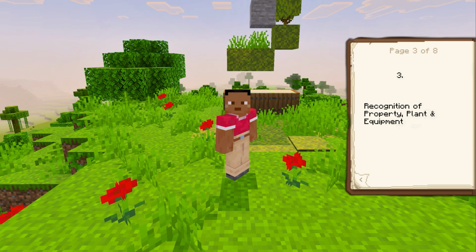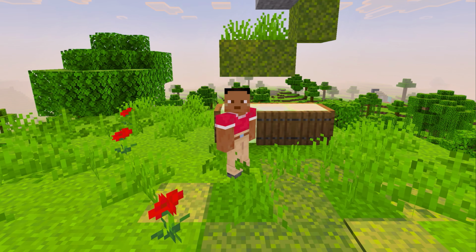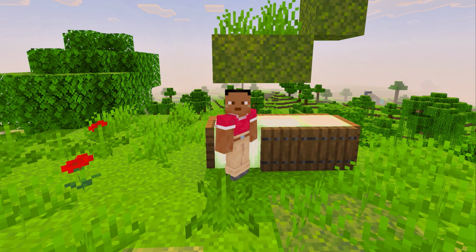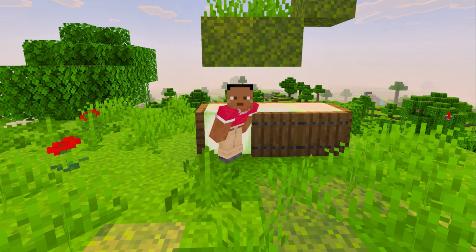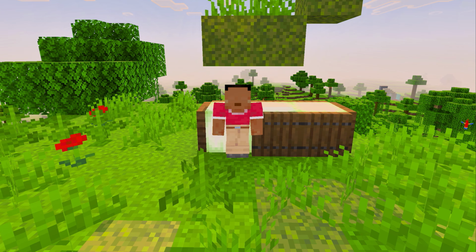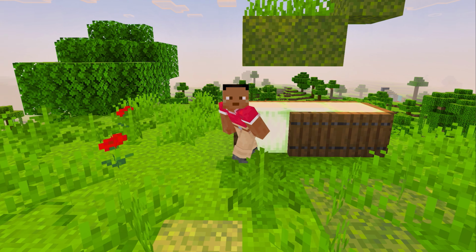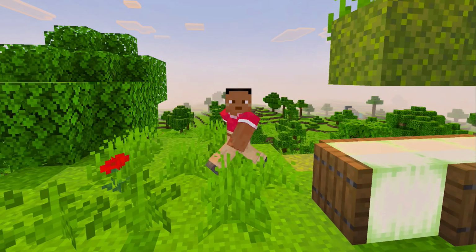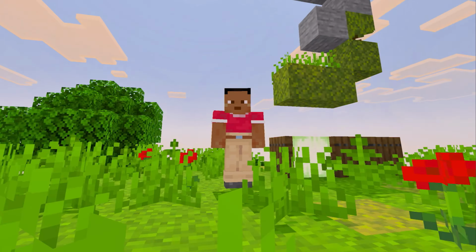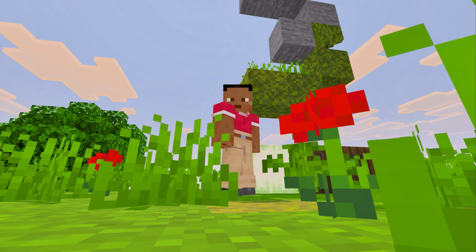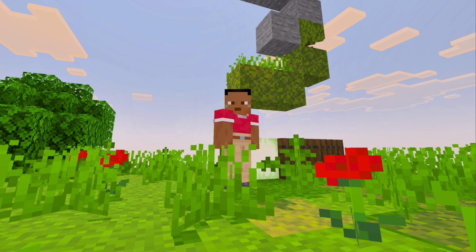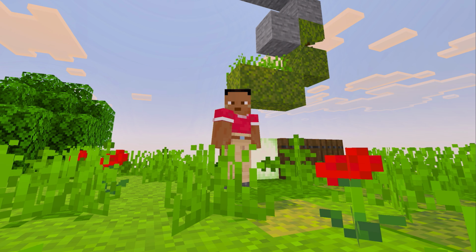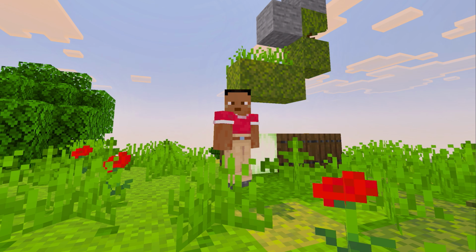The recognition of property, plant, and equipment. Once an item qualifies as PPE, the next question is whether it should be recognized. An item of PPE is recognized as an asset only when two criteria are met. First, it must be probable that future economic benefits associated with the asset will flow to the entity. And secondly, the cost of the asset must be measured reliably. If either of these criteria is not met, the item is not recognized as PPE.